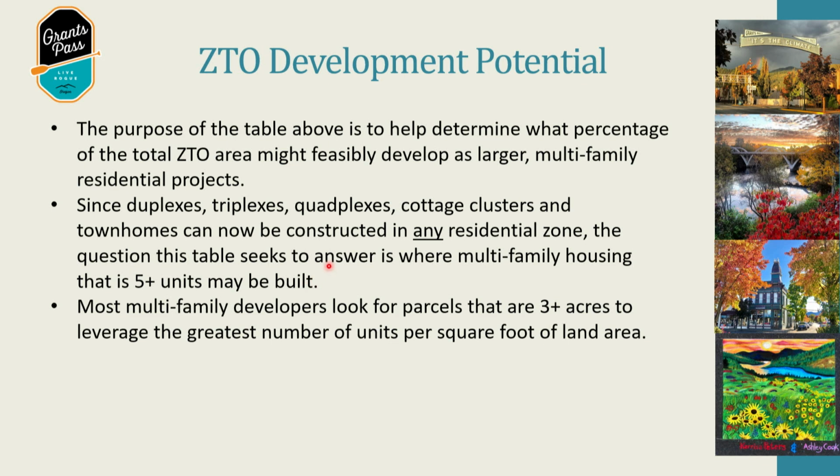Duplexes, triplexes, quadplexes, cottage clusters, and townhomes can now be constructed in any residential zone. So that's a big change that I don't think anyone in 2014 probably anticipated coming down the pike. So that is one of the factors that I talked with the state DLCD about, and they said, well, we do have HB 2001 now, which we didn't then. So there is a higher opportunity for developing some of these other middle housing products that we didn't have before, because it doesn't really matter whether we have the overlay or not. If you're in a residential zone, you can do any of those.